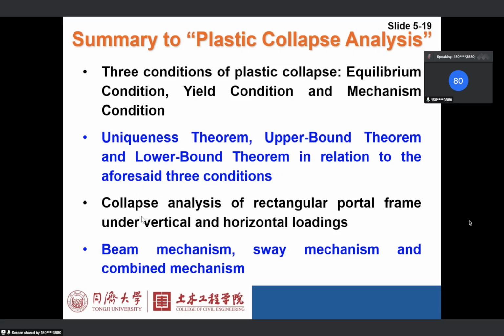Then we moved on to the collapse analysis of a rectangular portal frame under vertical and horizontal loadings, and we introduced these 3 mechanisms: beam mechanism, sway mechanism, and combined mechanism. You use kinematic analysis based on the 3 mechanisms to obtain 3 values of Pc, and the critical one is the lowest one. Then you check the bending moment diagram and confirm whether this is a unique solution or not. So this is the basic concept.